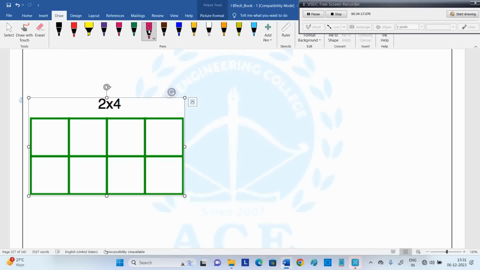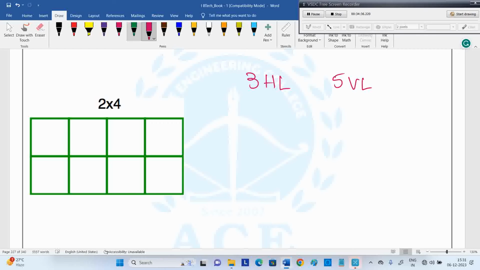Yeah, here. So 2 by 4, 2C2, 4C2, no. I said the n indicates the number of horizontal lines and the number of vertical lines. Here, how many horizontal lines? 3 horizontal lines. How many vertical lines? 5. There is one mistake everybody is making: when it is 2 by 4, they'll do 2C2 into 4C2. Don't do that.